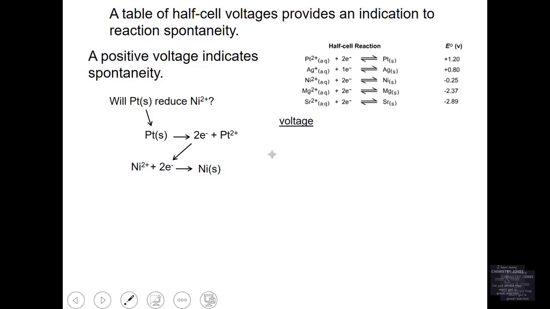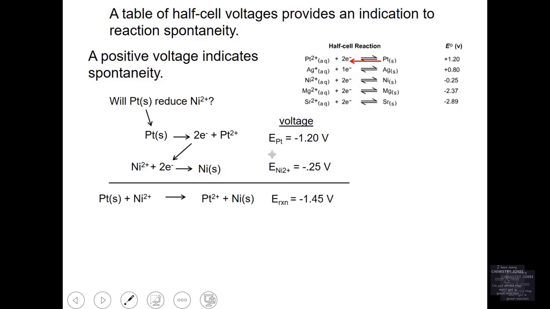If I look at the voltage from my reduction potential table, note that I wrote the oxidation equation for platinum here, which is the reverse of this top reaction. So I need to change the sign of my reduction potential. The reduction potential of platinum is positive 1.2. Therefore, the oxidation potential is negative 1.2. Nickel is written exactly as found in the table, so we just bring that value down as negative 0.25. If you sum those reactions, you'll get this, and you'll get negative 1.45 volts. A negative voltage means non-spontaneous.